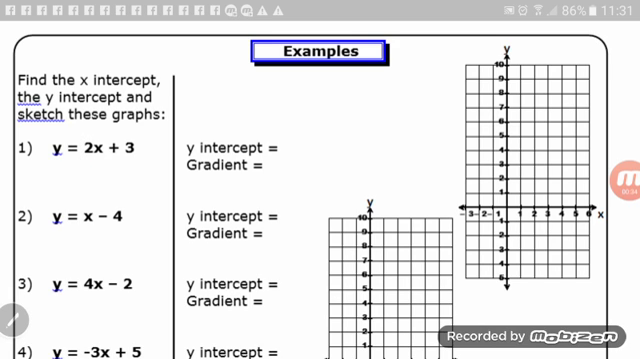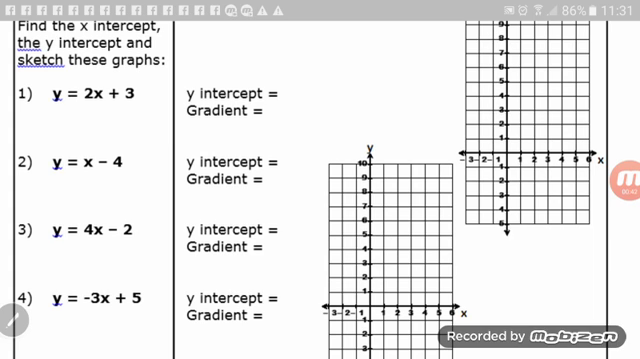Which is 2 in this case. So our gradient is 2. Okay. Now let's go to number 2.